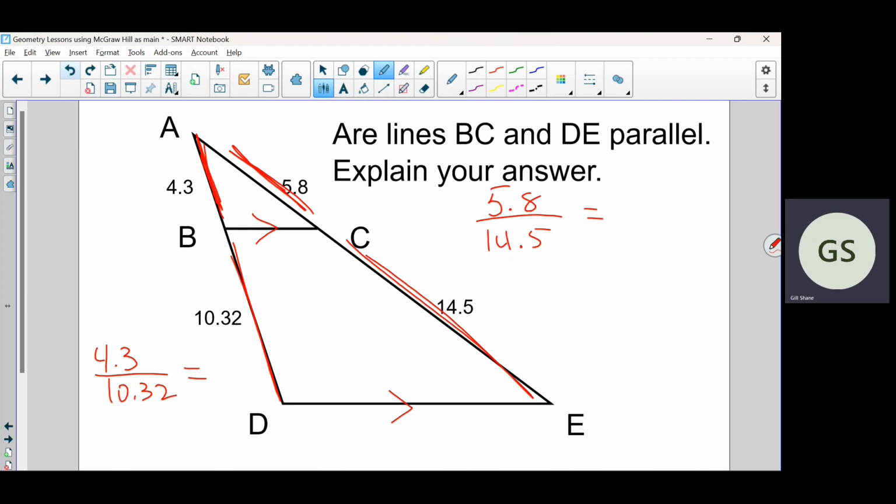What do we get over here? 4.3 divided by 10.32 was what? Oh, put it in the wrong spot. So that gives you 0.416 repeating. There's a 7. It's like point, well, it rounds it up to 7.